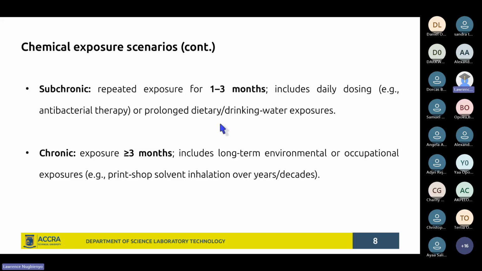Then chronic. So chronic is more than 3 months of exposure, and this can be over even a very long period of time, like over a number of years, decades, and then before you start to see signs. So this will usually occur with some accumulation of the toxic substance over this long period of time before the toxic effect begins to manifest in a victim. So that is chronic. All right.